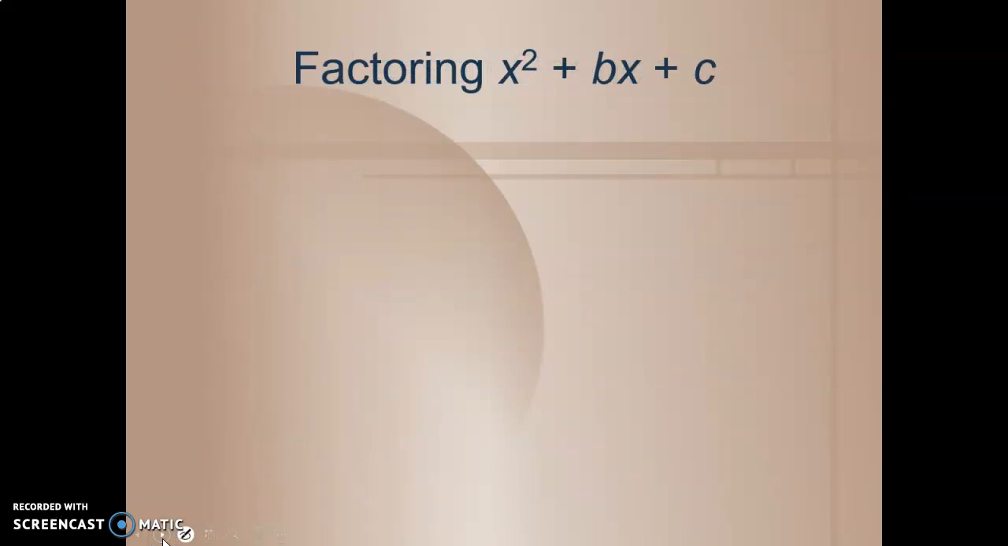Factoring is just the opposite of multiplying. While we were multiplying binomials to get a quadratic, now we're going to take a quadratic and work in reverse and factor to get back to two binomials.